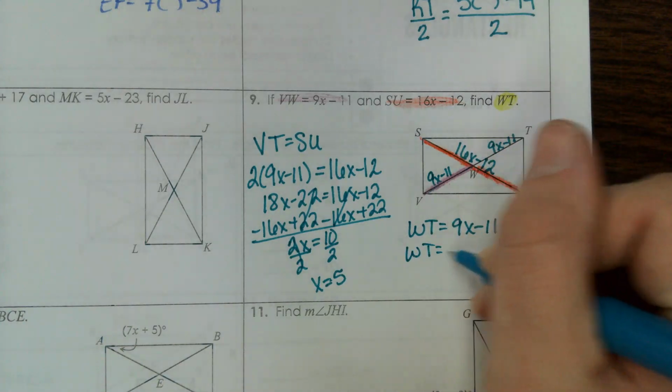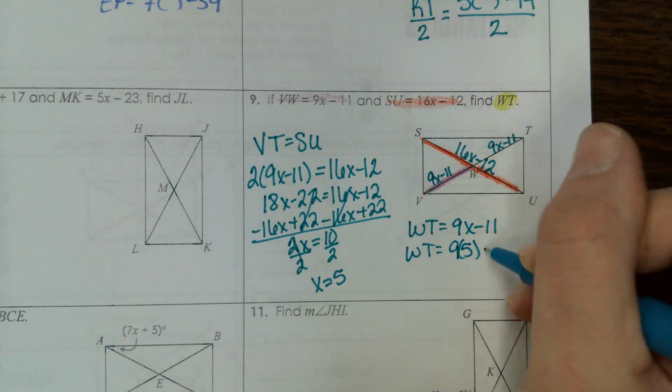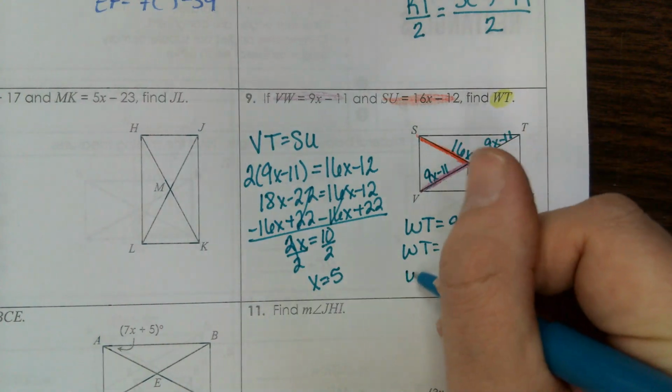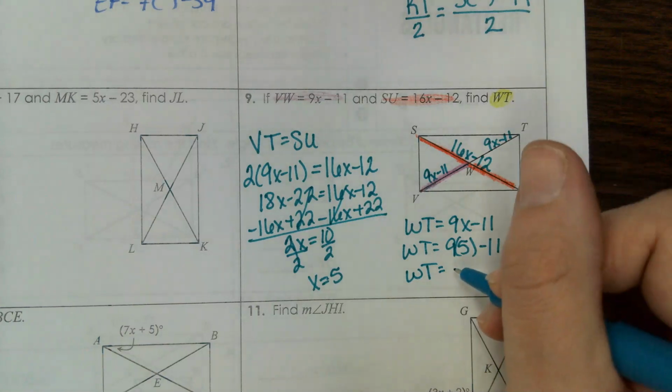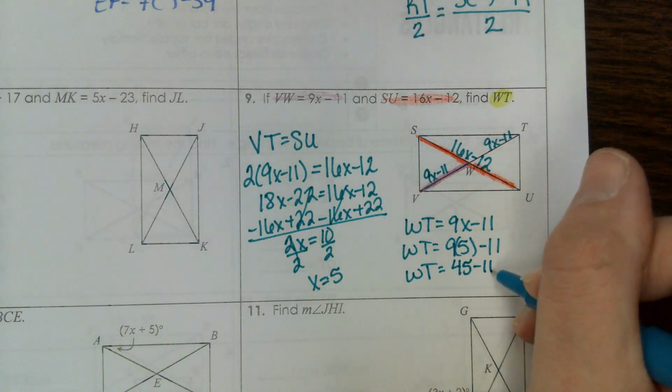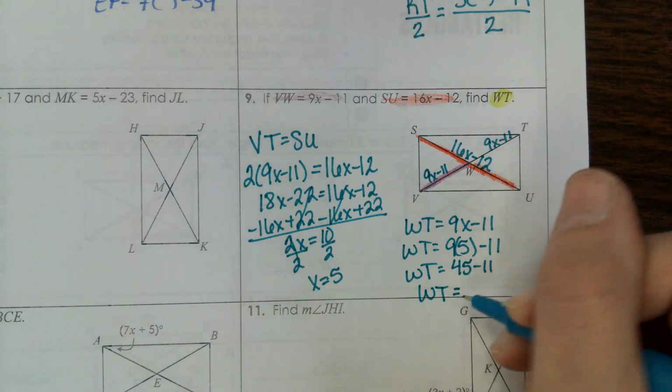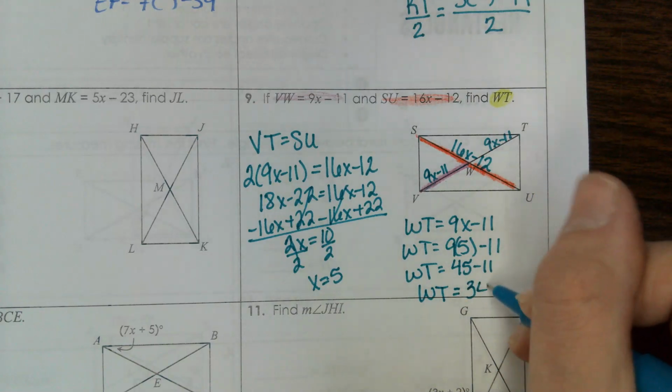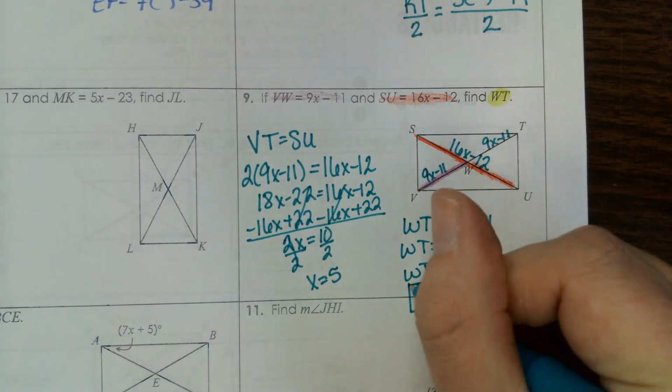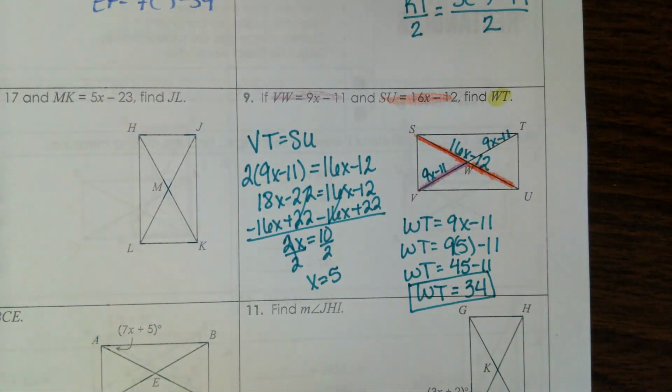And then I'm just going to substitute my 5. Don't forget your parentheses, Miss H, or you will get that wrong. So then I get 45 minus 11. So WT equals 34. So it started off kind of looking a little crazy, but once we got everything labeled, it wasn't too bad.